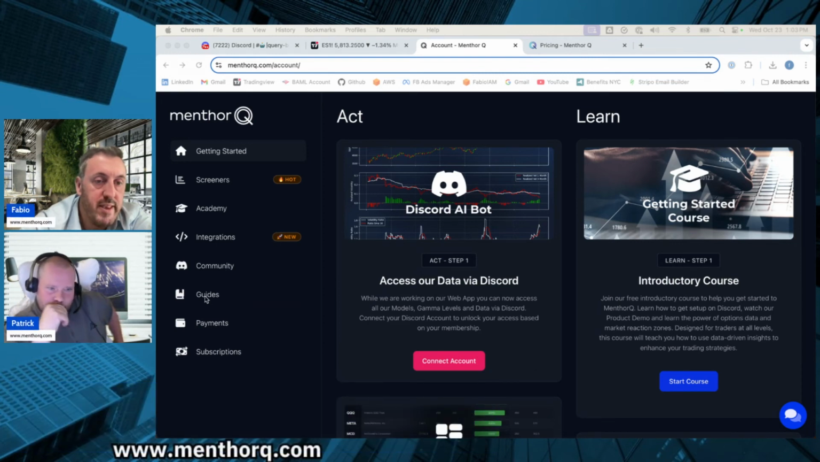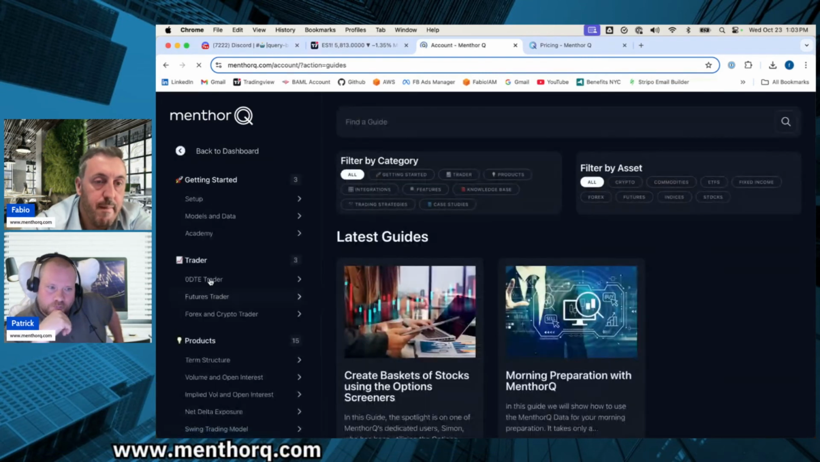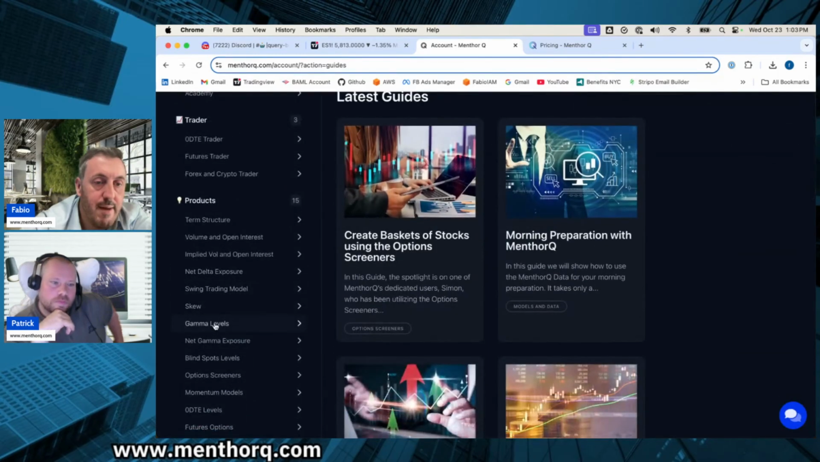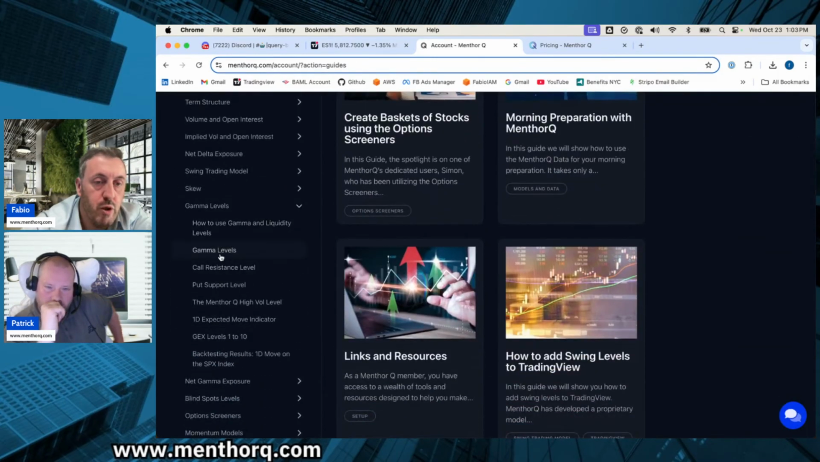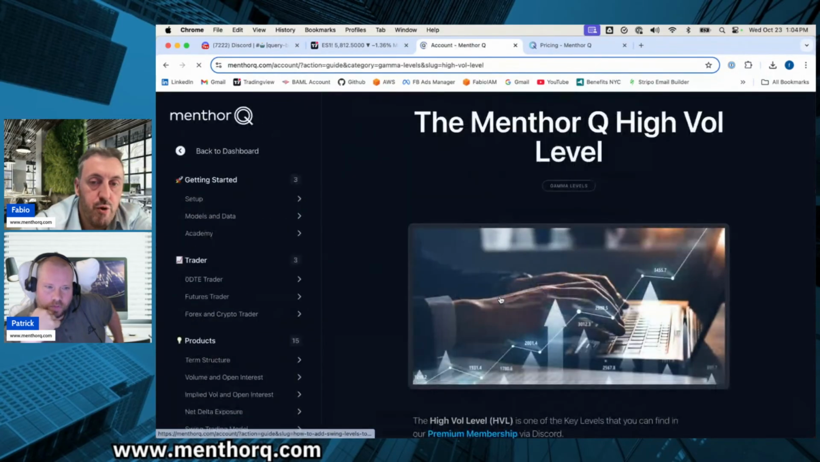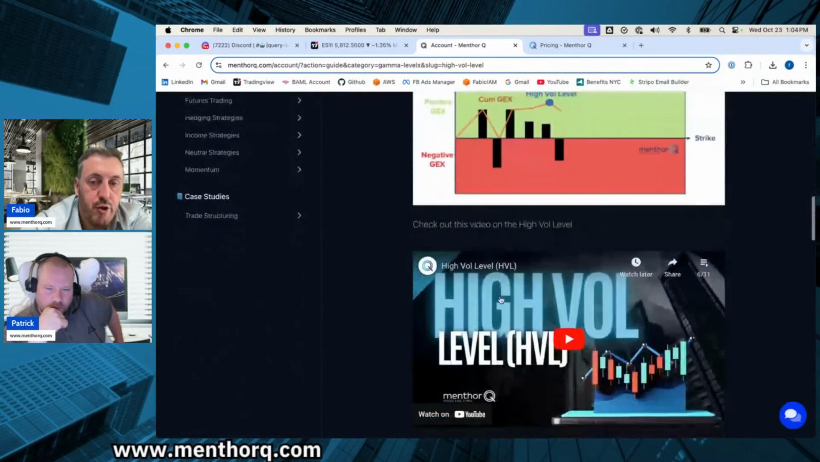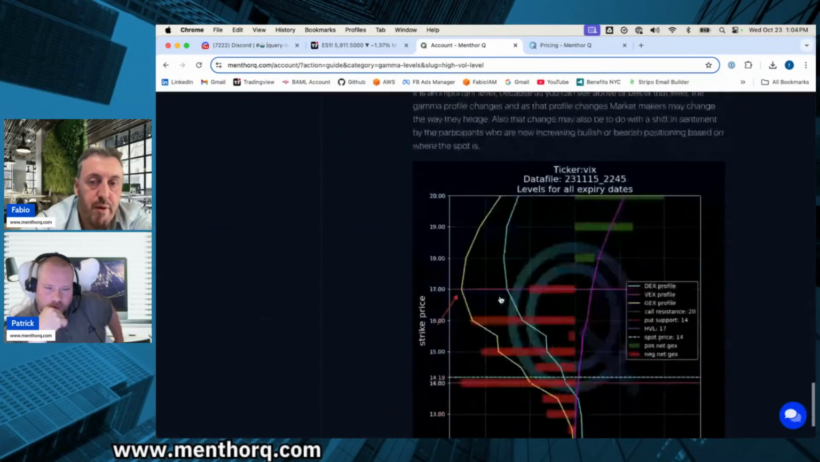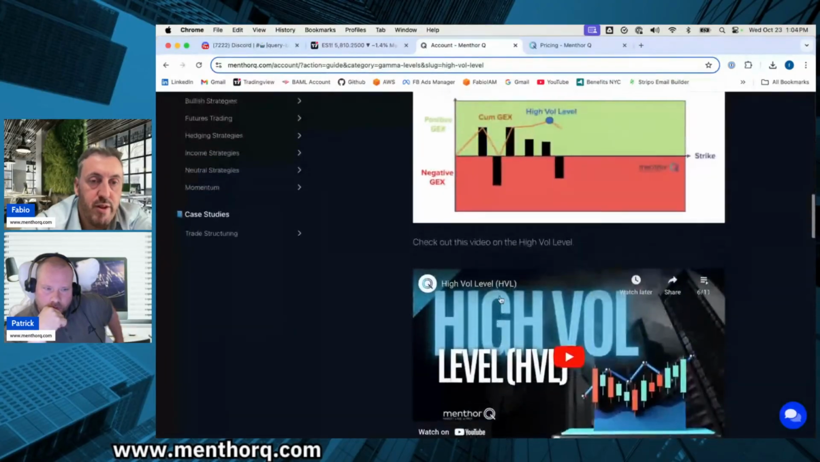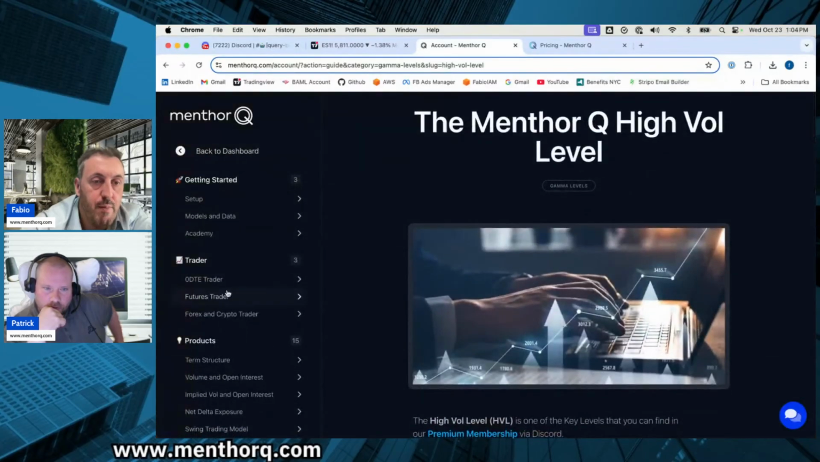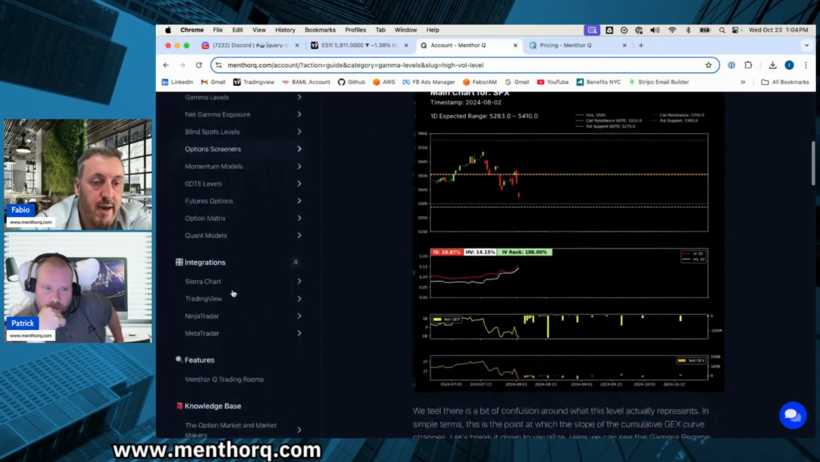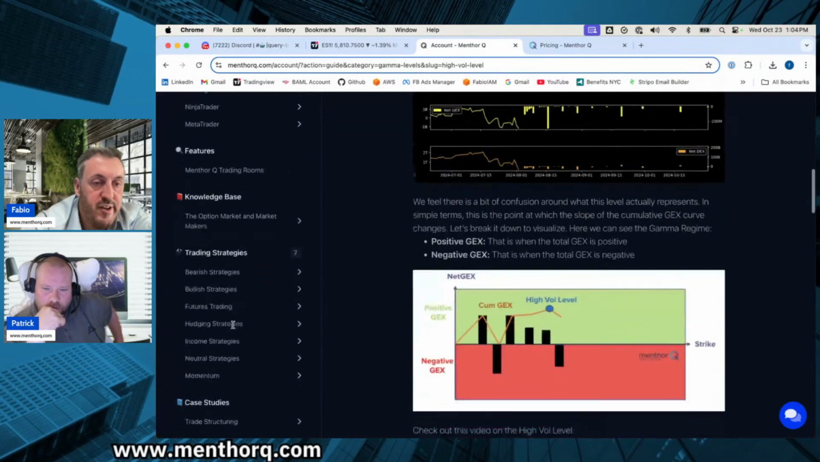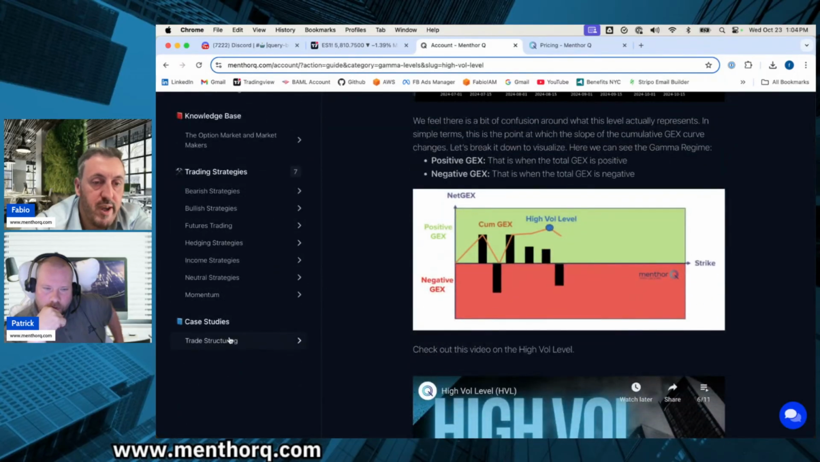Within the documentation, if you go under guides and then gamma levels, here we show you all the different levels that we have. We have the high vol level here. We show you documentation, and a video on how to find whether we're in positive or negative gamma and how to read the chart. But we also have use cases, a knowledge base, strategies right here, and case studies.